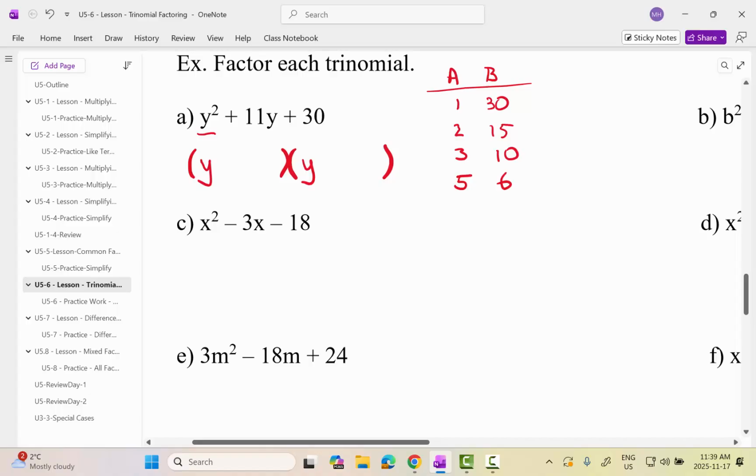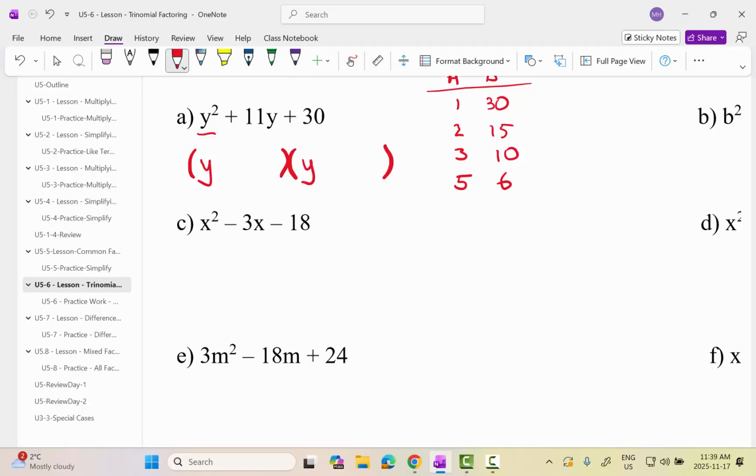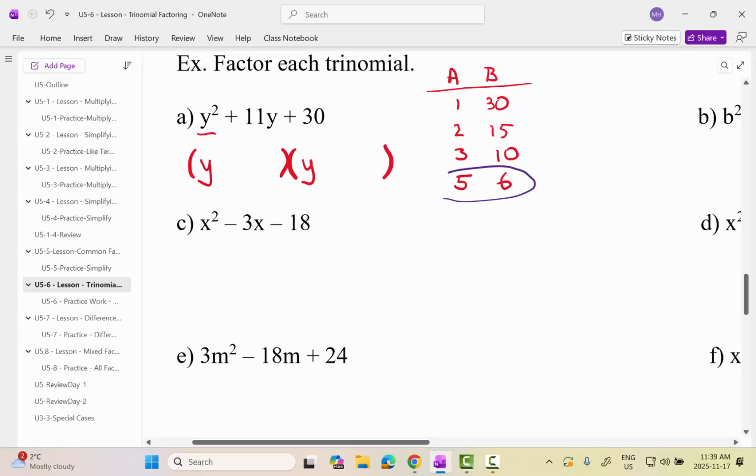6. Okay, now you have to choose the right pair here, the right A and B values that actually add up to what? Add up to 11. Okay, so which pair here would add up to 11? 5 and 6. Okay, do you understand that? There's no other pair that can add up to 11. There's only that one pair, which is 5 and 6.